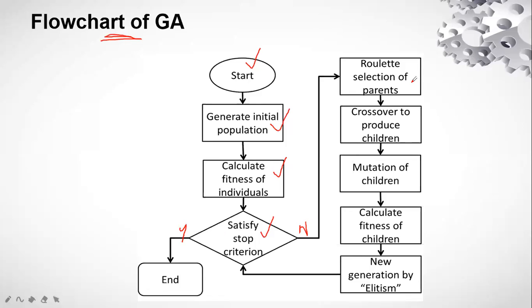We are going to first apply the selection operator, then the crossover operator, then the mutation, then again the fitness function is checked and the replacing of the new generation is done. And in this process, if the criteria is satisfied, we are going to stop and end. If it is not satisfied, then this loop is going to be run again.